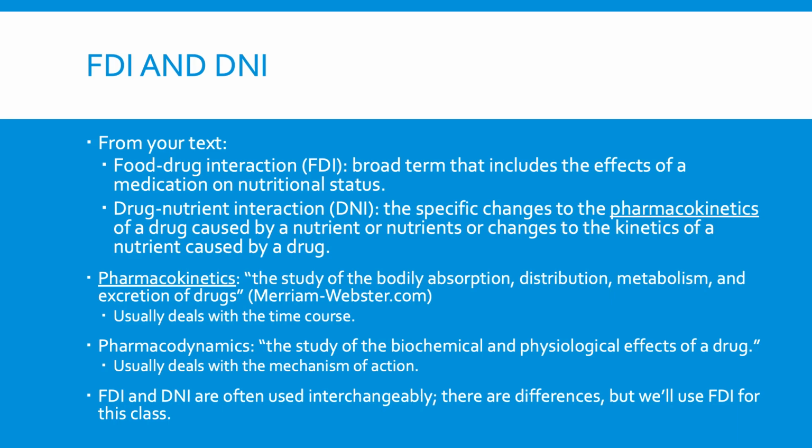A drug-nutrient interaction is a little more specific in that it's looking at specific changes to the pharmacokinetics of a drug caused by a nutrient or nutrients, or changes to the kinetics of a nutrient caused by a drug. So could be the drug, could be the nutrient. But just to help you understand what pharmacokinetics means, that's a term used by pharmacists that really refers to the study of how the drug is absorbed by the body, distributed, metabolized, and excreted. And oftentimes we're interested in how long that takes, how quickly it's the most active, how long it takes to get rid of it out of the body.